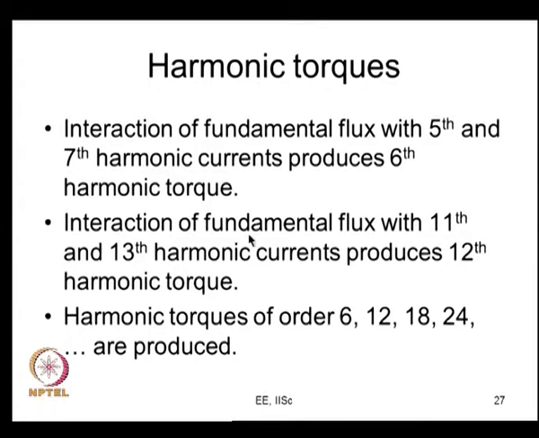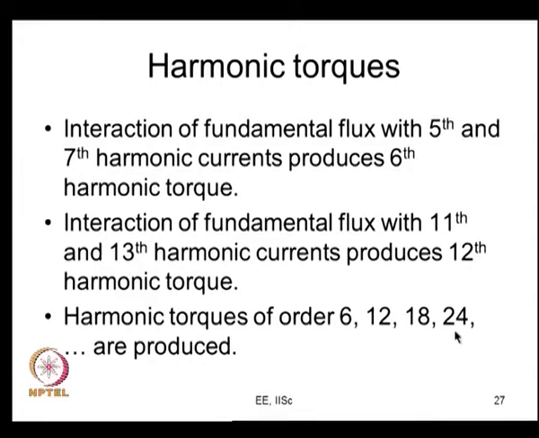The fundamental has a magnetic field in one direction, the 11th harmonic is at 11 omega in the opposite direction, and the 13th harmonic produces a field at 13 omega in the same direction. The relative speed between the magnetic fields is always 12 here. So it produces a 12th harmonic torque, and similarly you will have 6, 12, 18, 24 and so on. These would be the harmonic torques produced in a motor.